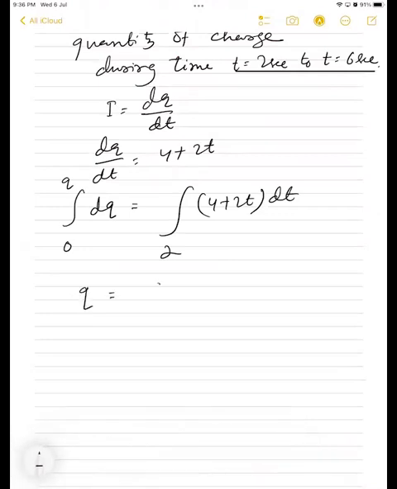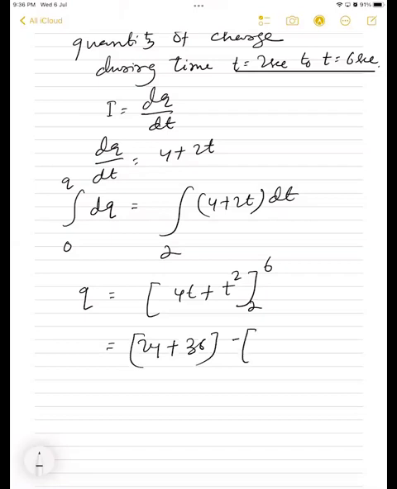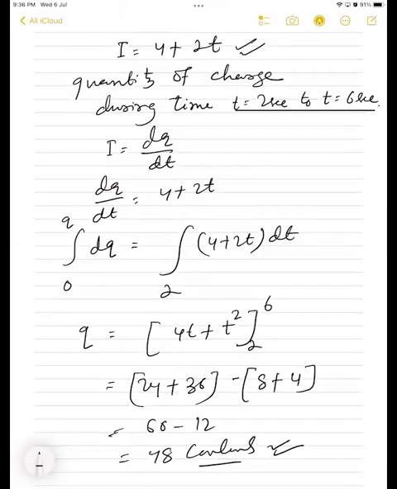So finally the charge is going to be 4t plus the integration of 2t, which is t square by 2 times 2, the 2s cancel, so 4t plus t square from 2 to 6. At 6 it is 4 into 6, 24, plus 6 square, 36, minus the lower limit, 4 into 2, 8, plus 2 square, 4. So that is 60 minus 12, equal to 48 coulomb. Friends, understood? Just note it down.